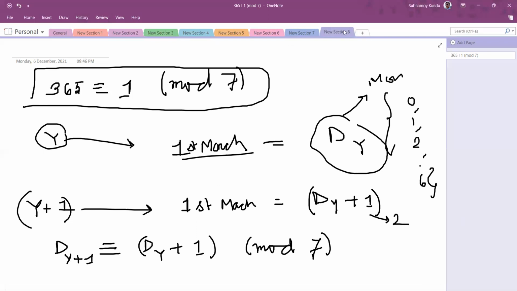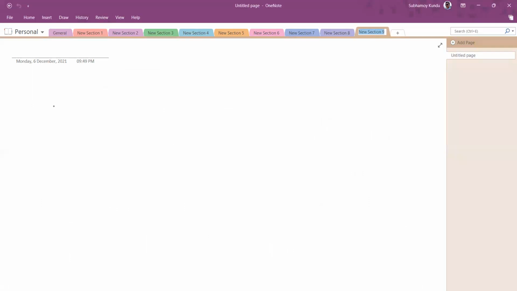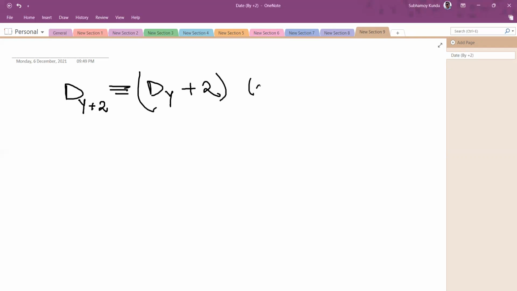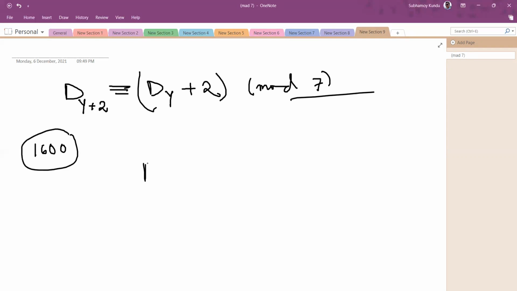Similarly, if we increase this way, for the second year it is dY plus 2 mod 7. Now in this way, a series. So if our starting year is, let's say, 1600, we are starting from the year 1600, and let's say D1600 is the number.